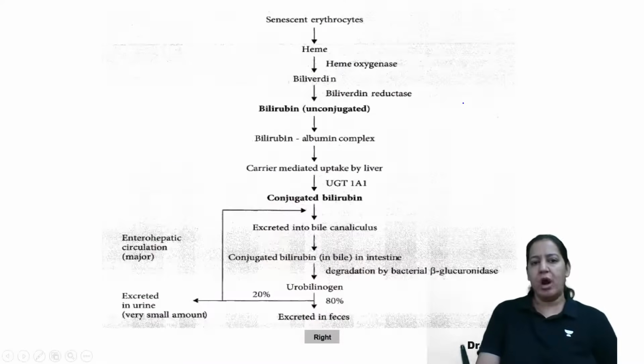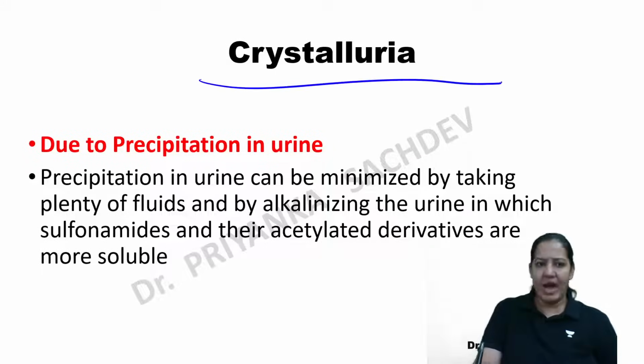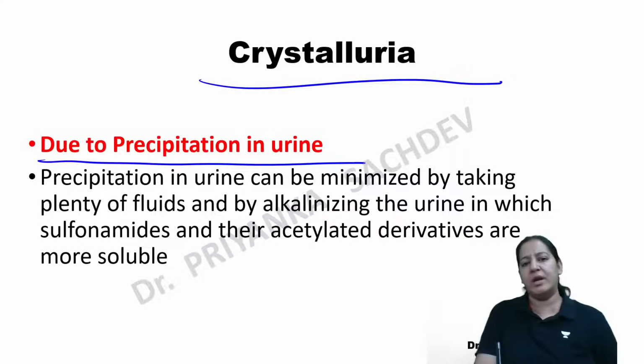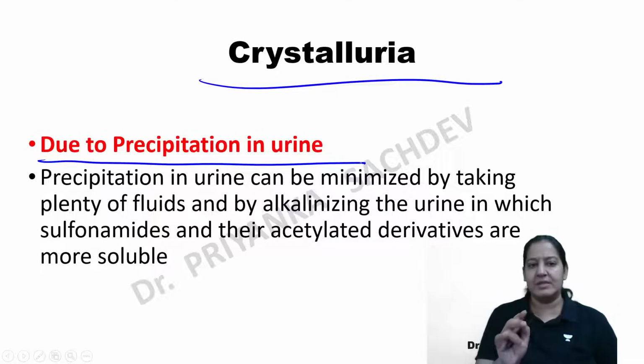How will kernicterus happen? I have explained how kernicterus will happen. Crystalluria, I have explained. It is due to precipitation in the urine. In the urine, they will form precipitate and they will form crystals, right?